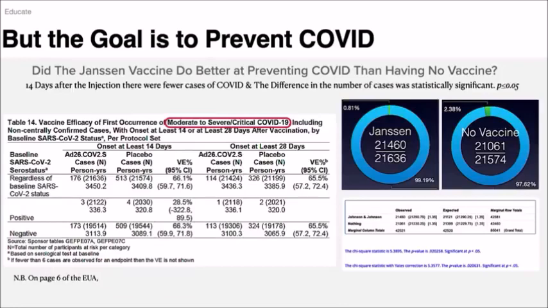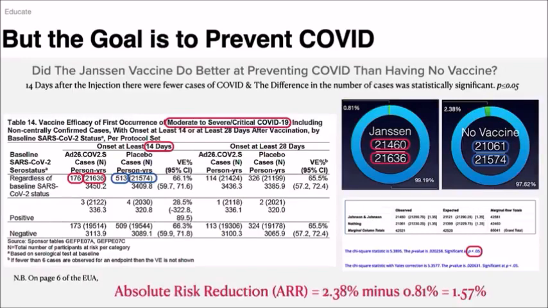So, using the definition of moderate to severe or critical COVID, at 14 days, you'll see 21,636 in the vaccinated group. 176 got COVID, leaves you at 21,460. Non-vaccinated group, there were 21,574 people. 513 got COVID, which gives you 21,061 who did not come down with COVID. If you do the math, lo and behold, this is science, there is a statistically significant difference, 0.05.